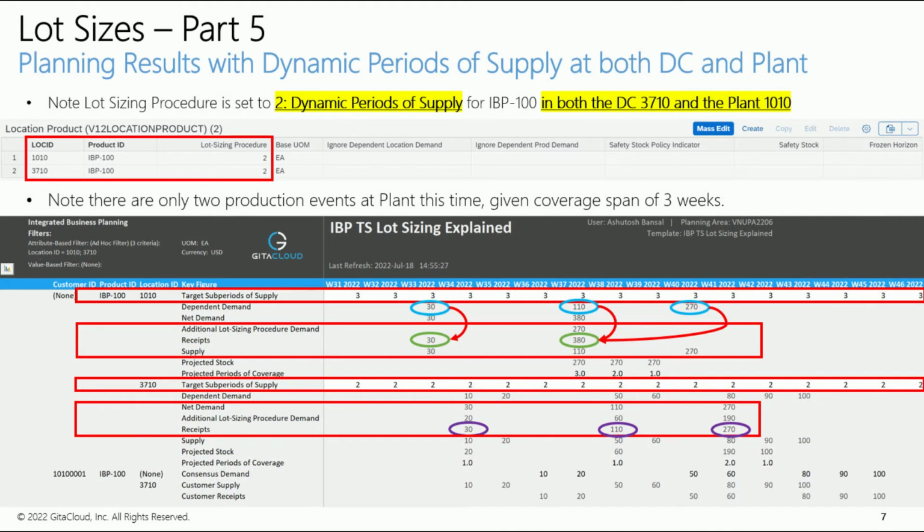See the planning results with lot sizing procedure as 2, dynamic periods of supply, at both the DC and the plant. IBP now only plans for 2 production events at the plant. This is due to the 3-week coverage span at the plant. In week 37, IBP covers for demands across the next 3 weeks, week 38 to 40. Note that the plant still ships to the DC per the 3 transportation events, as planned earlier. You can see this in the supply key figure at the plant.